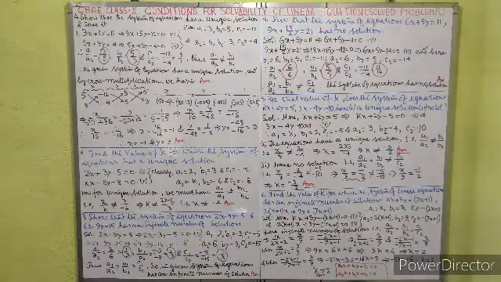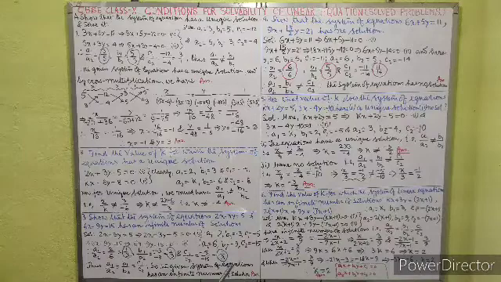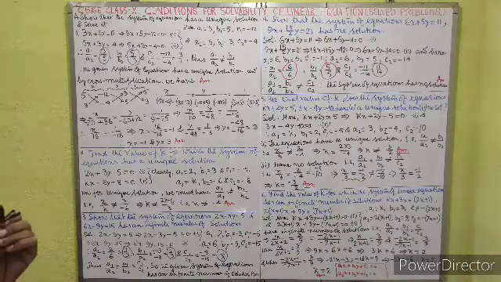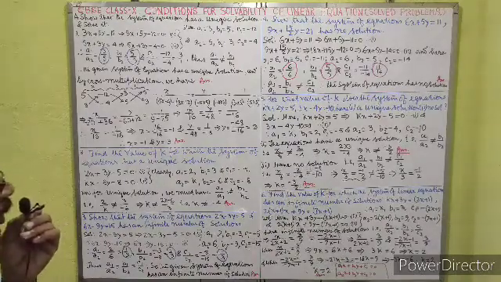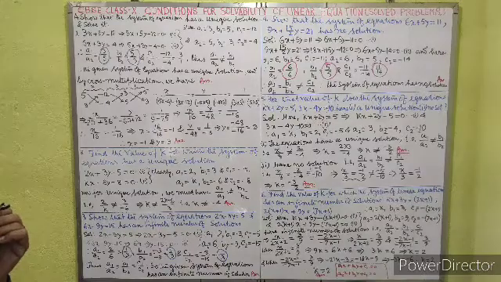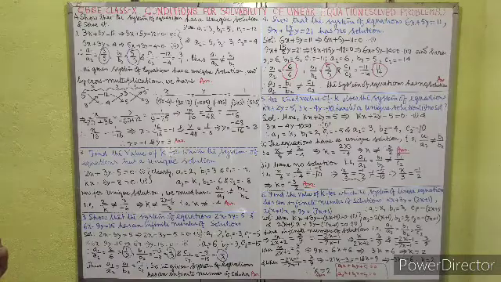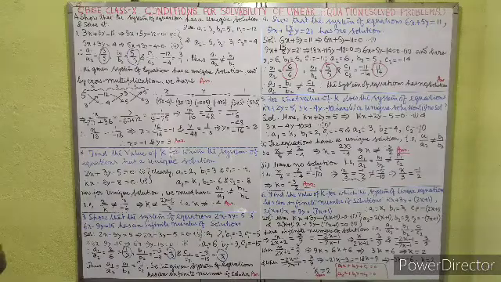Question number 5. For what value of k does the system of equations kx + 2y = 5 and 3x - 4y = 10 have, first part, a unique solution, and second, no solution. Here the equations are rationalized and framed in the same way as given: kx + 2y - 5 = 0 and 3x - 4y - 10 = 0. Here a1 = k, b1 = 2, c1 = -5, a2 = 3 and b2 = -4, c2 = -10.